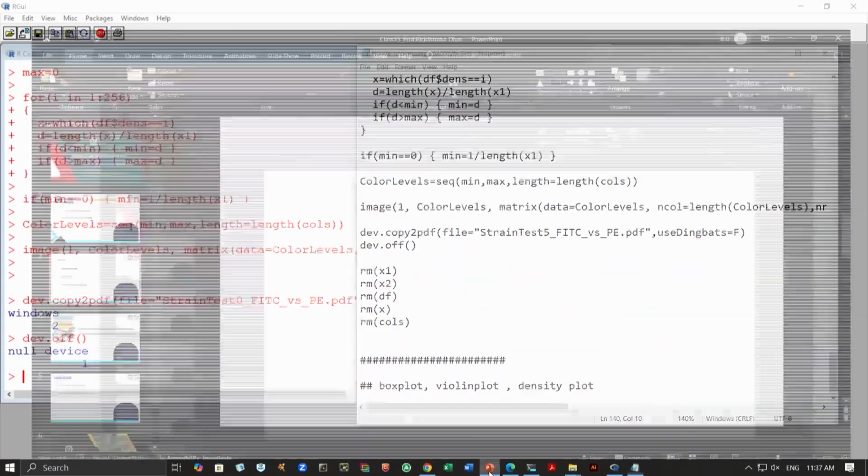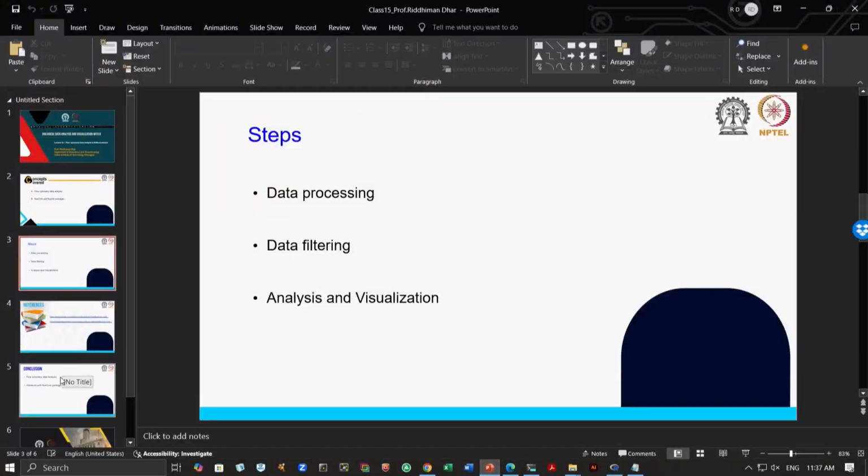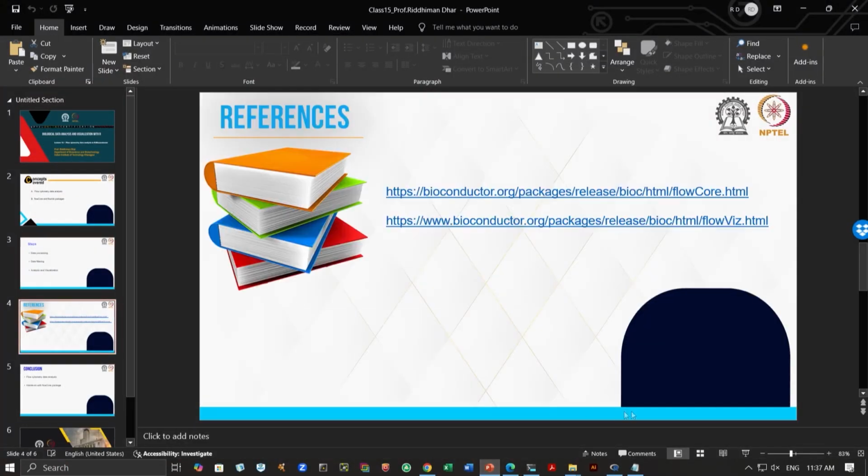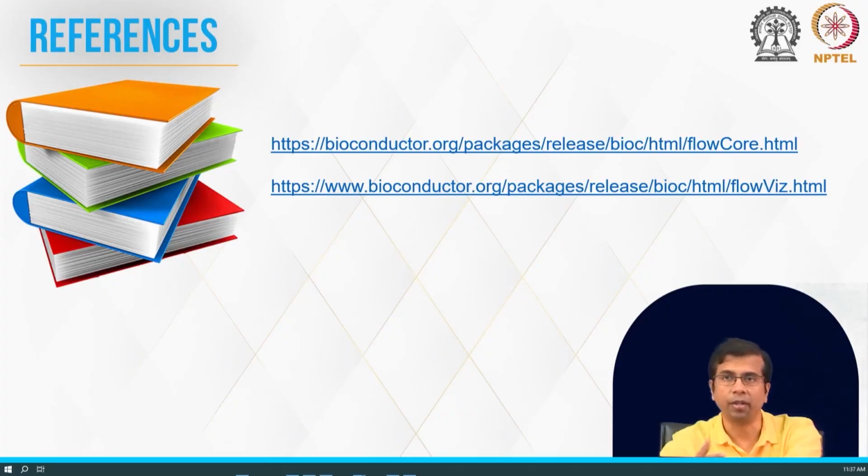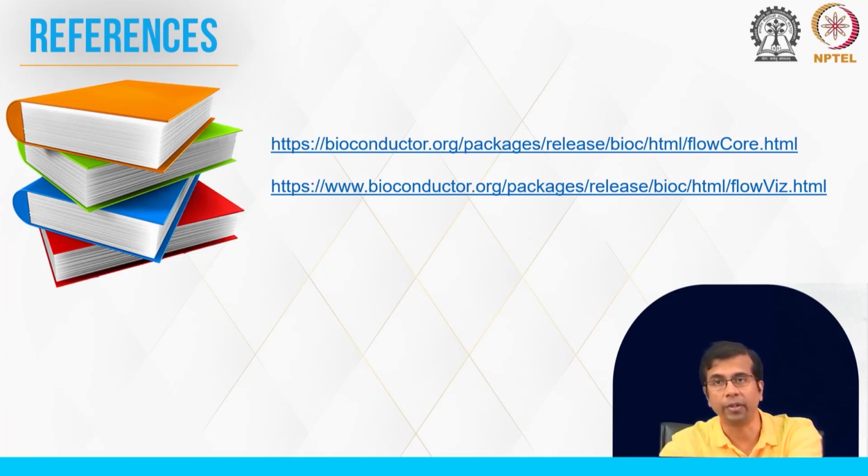With that we'll move back to the presentation. Here are some references. I have shown you how to use this only with flowCore, but similarly we can do it with flowViz as well. We can take the results from flowCore and apply flowViz, but we can also apply our own xy plot functions.